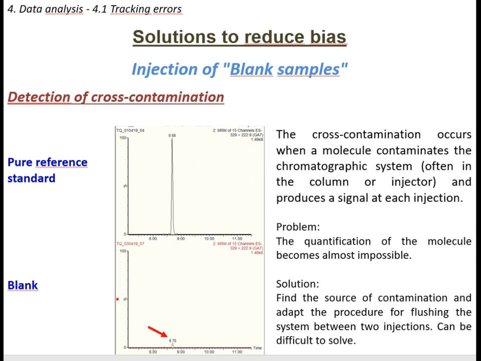The problem is, if it's a blank, okay, you can detect that. But if it's another sample, maybe you will be unaware of this problem. So this is why it's very important to check every 10 samples injected to check that the blank is still blank and you don't have these cross-contaminations. These problems can be difficult to solve sometimes.